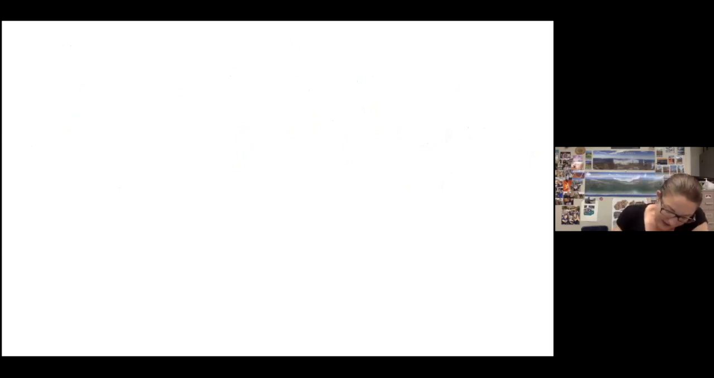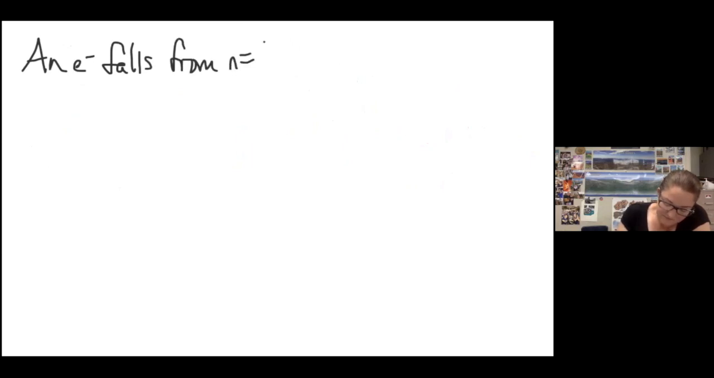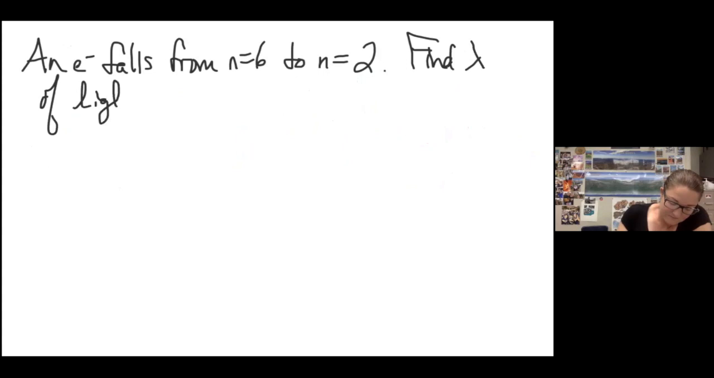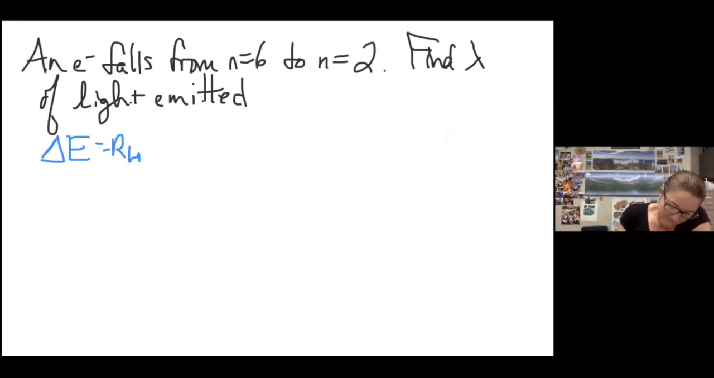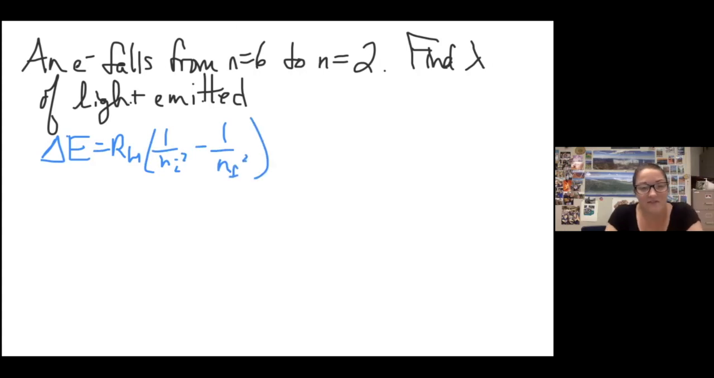An electron falls from n equals 6 to n equals 2. Find the wavelength of light emitted. So the first thing I'm going to need to do is find the energy. I'm going to find the energy by using this equation. Once I find the energy, I can then use this equation to find the wavelength.